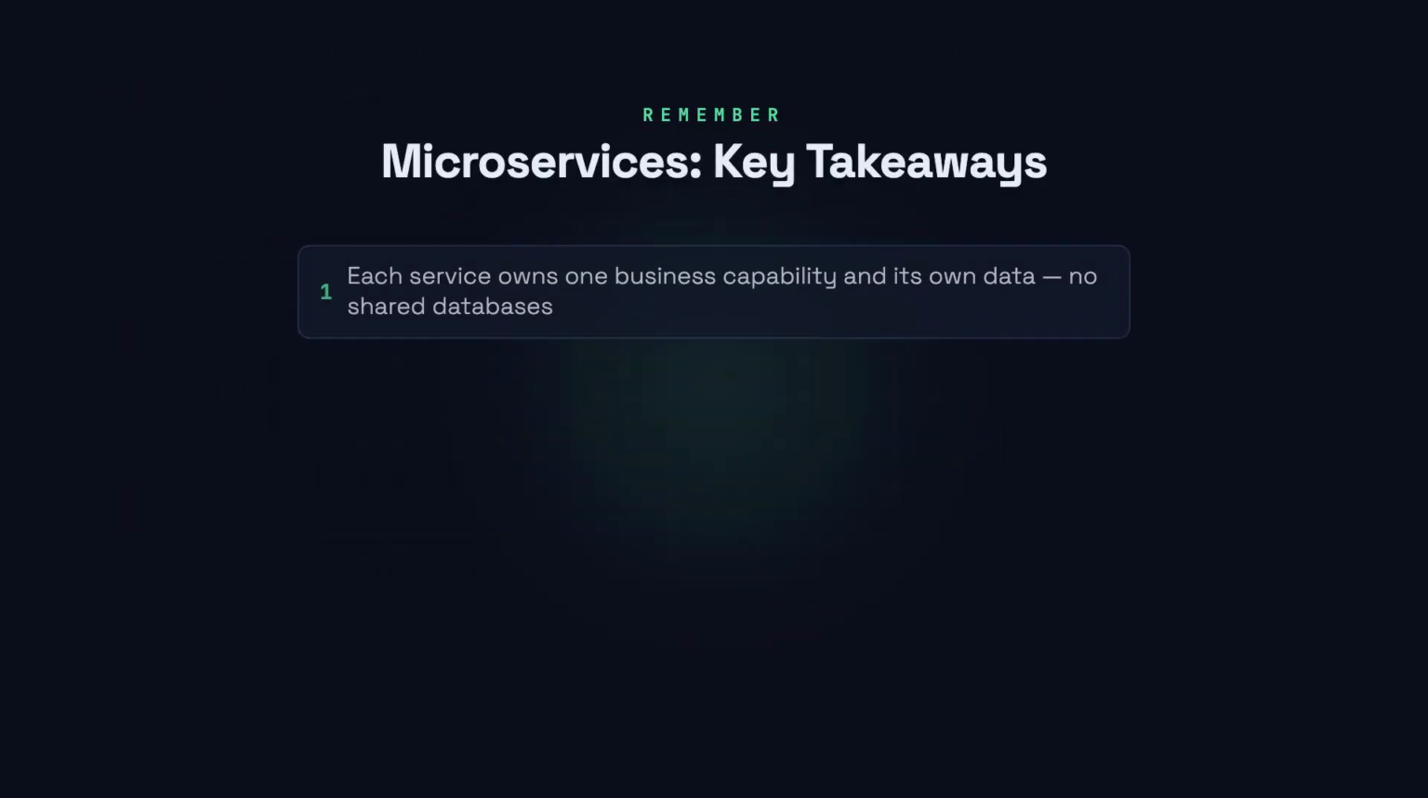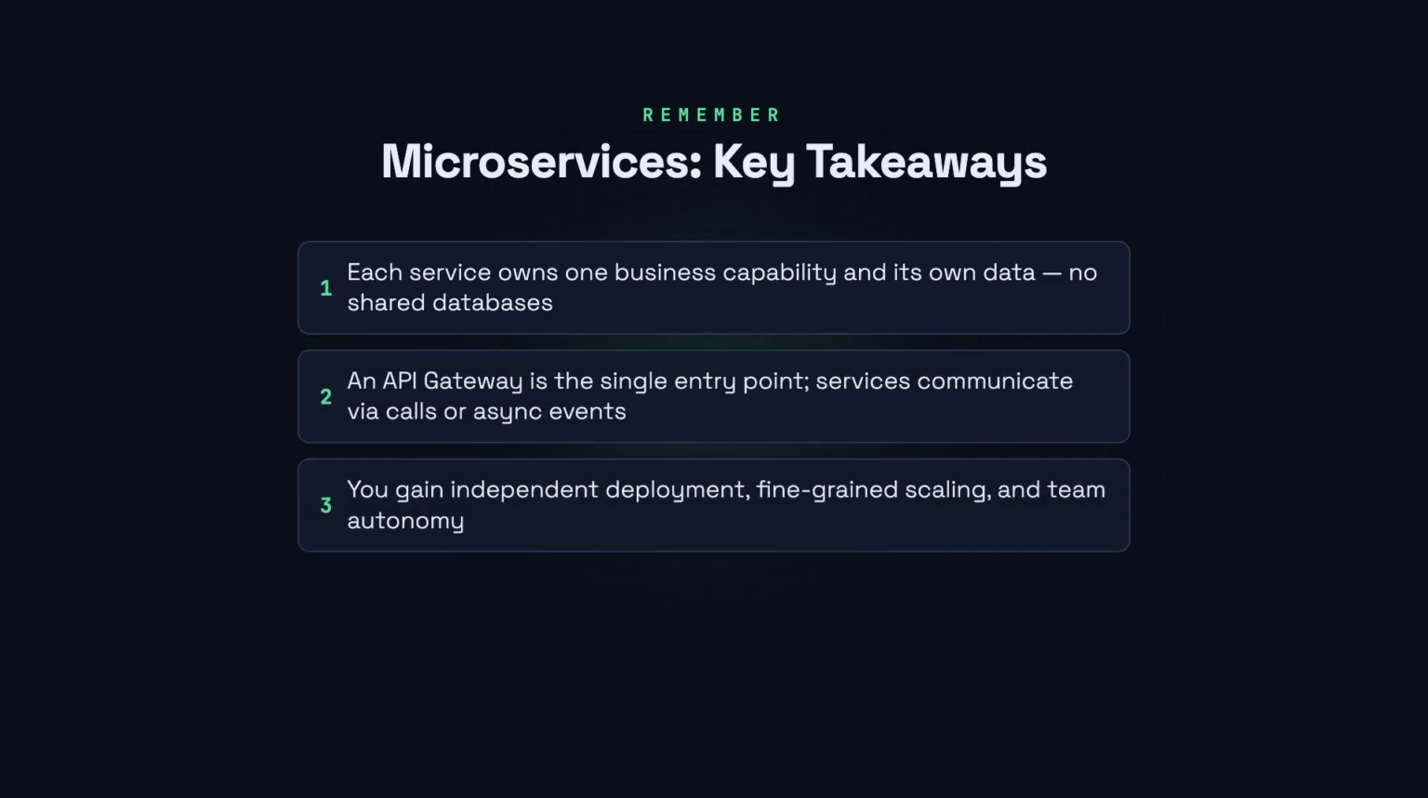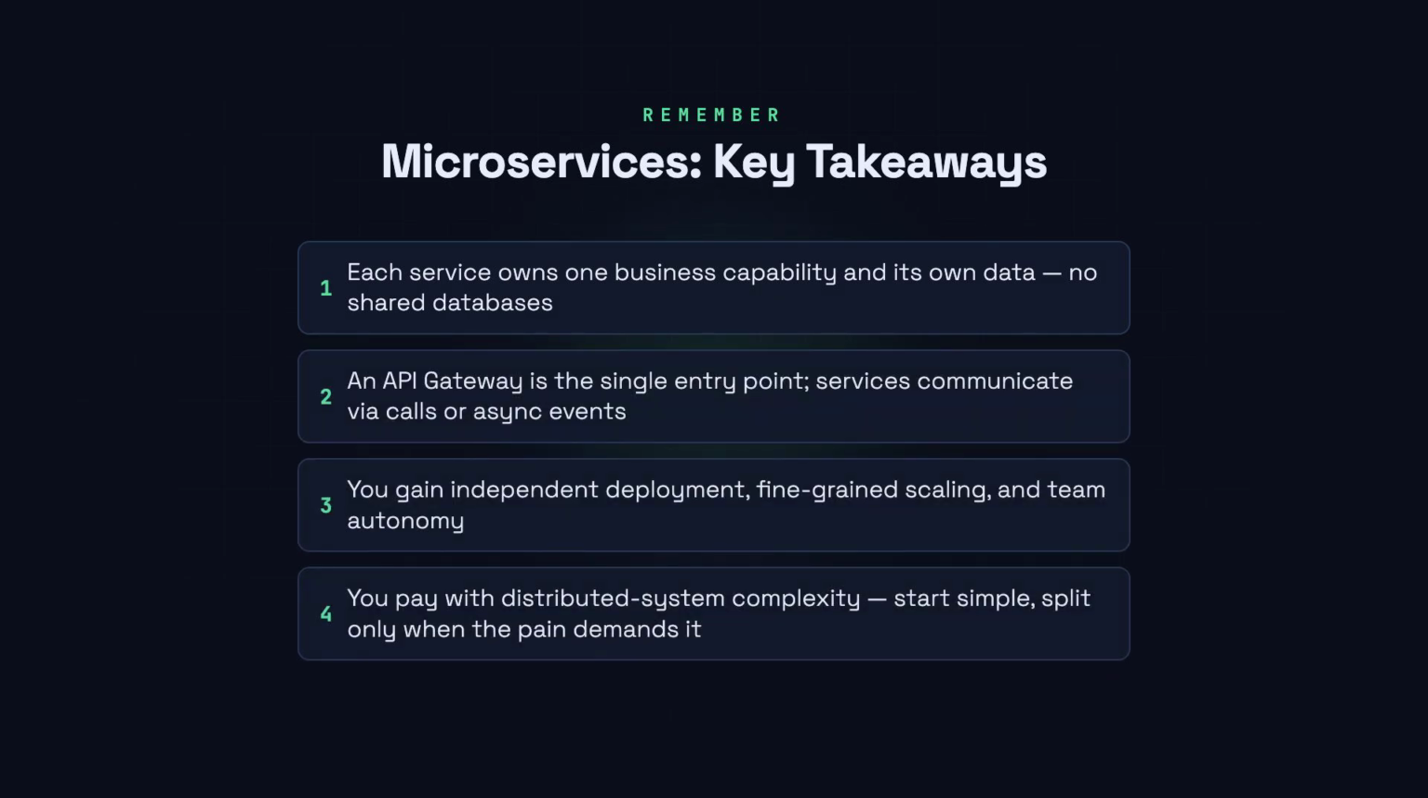To summarize, microservices decompose a system into small, independently deployable units, each responsible for one business capability and its own data store. That design unlocks team autonomy and precise scaling, but it introduces the full weight of distributed systems, network failures, eventual consistency, and complex observability. Understand the trade-off clearly, and reach for microservices when the scale of your teams and your traffic genuinely demands it.